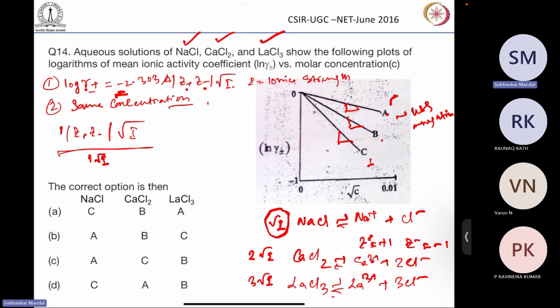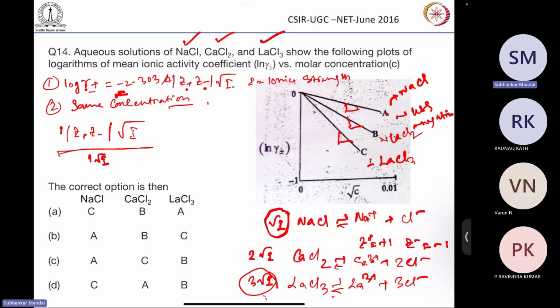That means this will be the sodium chloride. And B is the medium. Which one is medium? B is the calcium chloride. And lanthanum, this value is more positive, means high value, but initially it is minus, so the slope will be more, so that is more negative, so that is lanthanum trichloride.